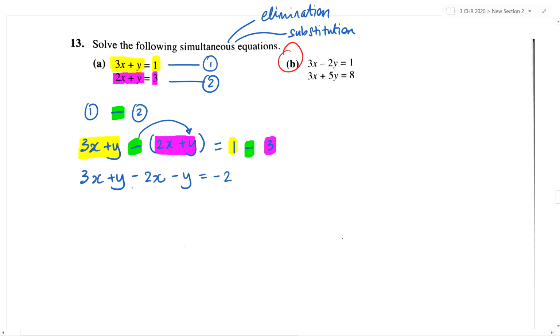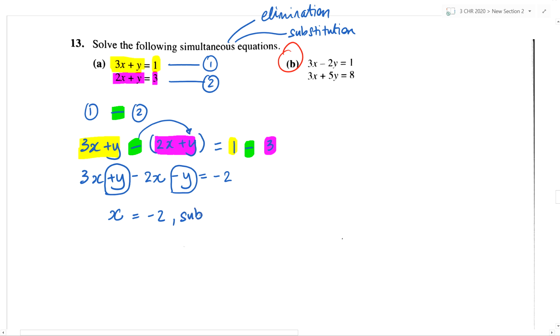Let us group all the like terms together. 3x minus 2x, we're left with x. Next, positive y minus y, there is no y left. That's it. On the left hand side, we just have x. Copy down the equal sign, and we have x equals to negative 2. This is only half of the solution. We still need the value of y.